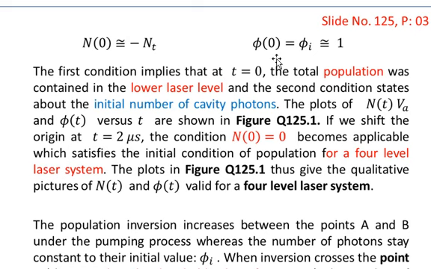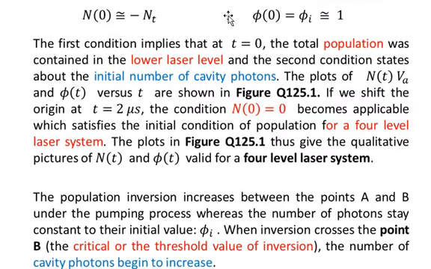And the second condition is that phi of t, the initial number of photons at time t equal to 0, which we label as phi I. We are assuming that at least one photon is present in the cavity initially. The first condition implies that at t equal to 0, the total population was contained in the lower laser level, which is also the ground level of the system. And the second condition states that the initial number of cavity photons is small in the cavity.